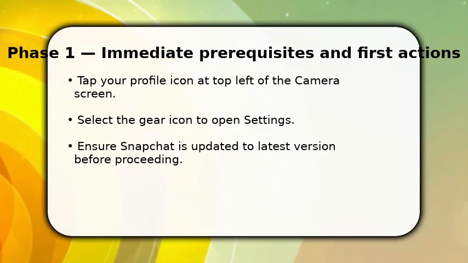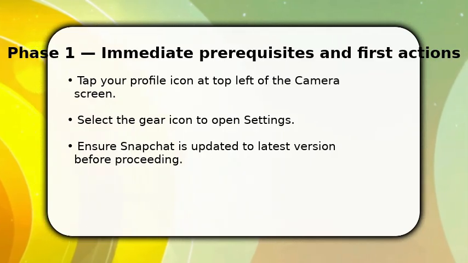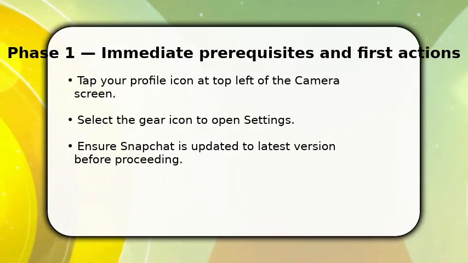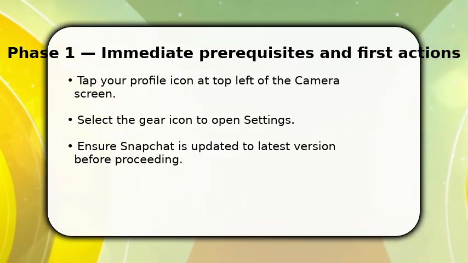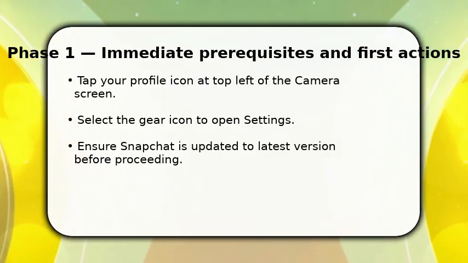Make sure your app is updated because older builds may hide appearance controls. If you're on iOS, also check system appearance in settings. On Android, confirm any system-wide dark theme is not forcing app themes. Now move to Appearance or App Theme in Settings to continue.